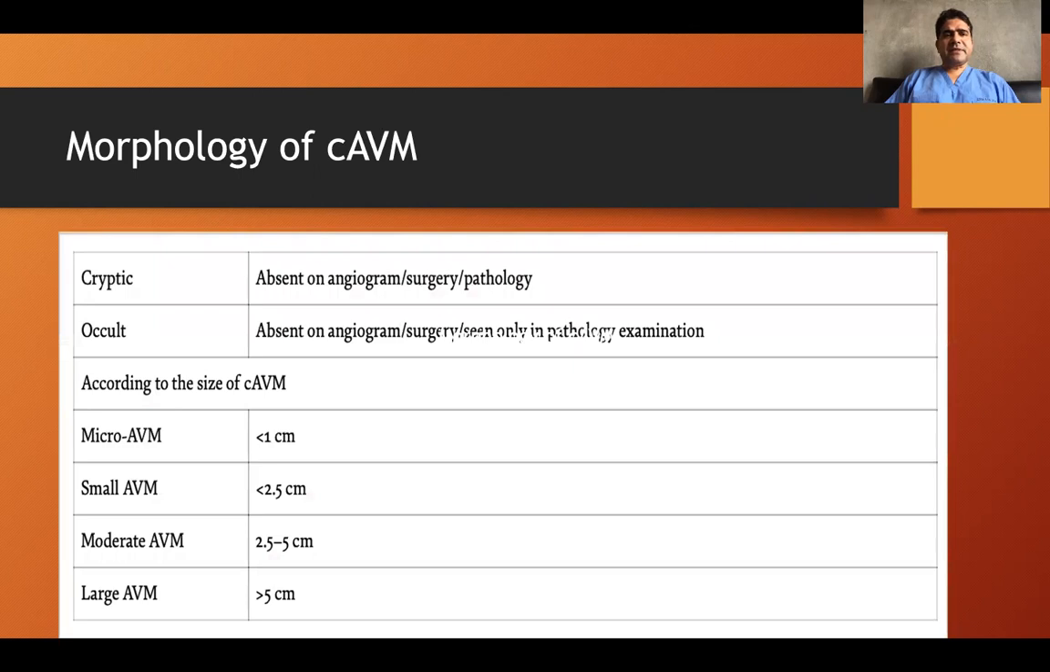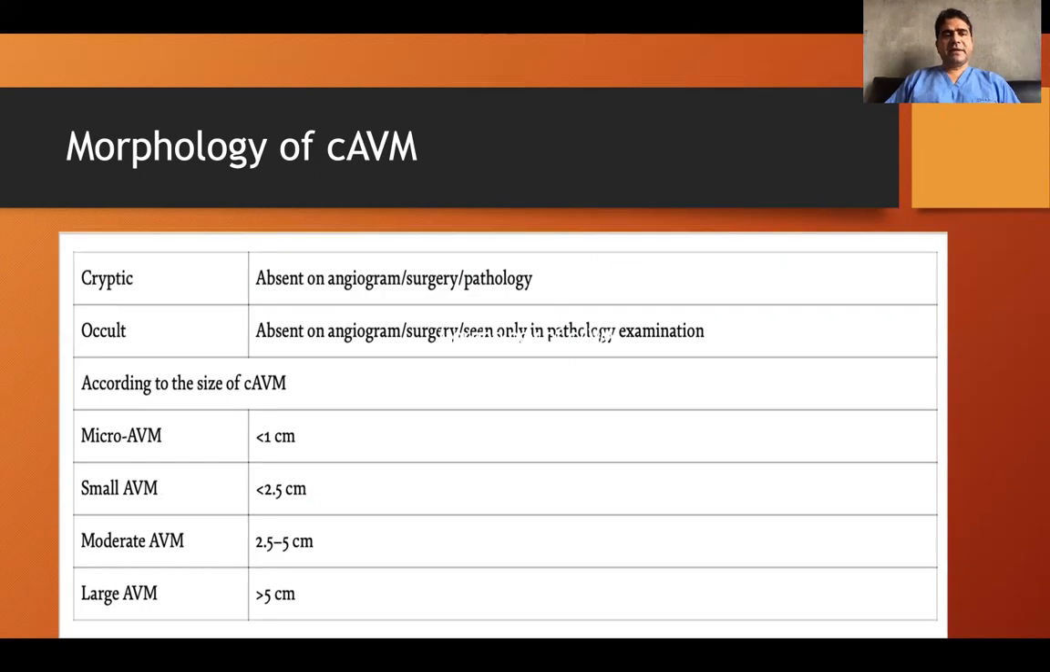Another classification of AVM is based on the morphology of the AVM, where it is subclassified as cryptic, that is absent on angiogram or surgery and seen on pathology. Another is occult, that is absent on angiogram and surgery, which is seen only in pathological examination.